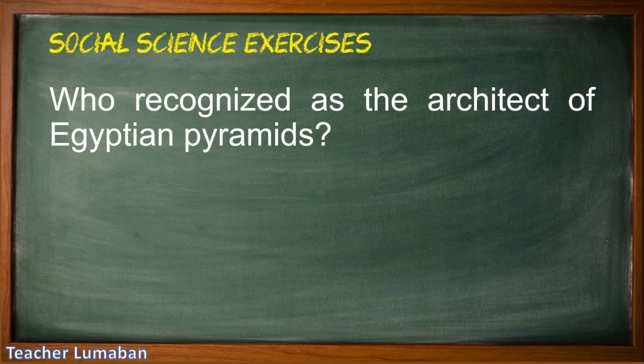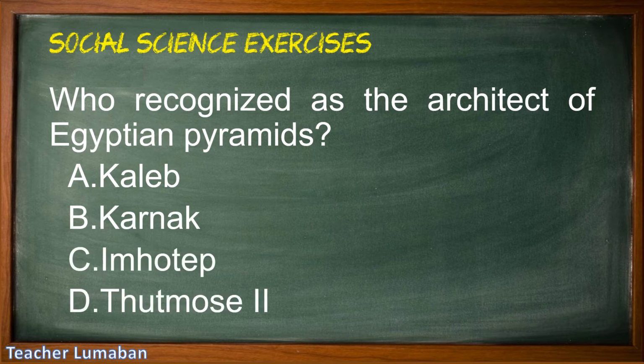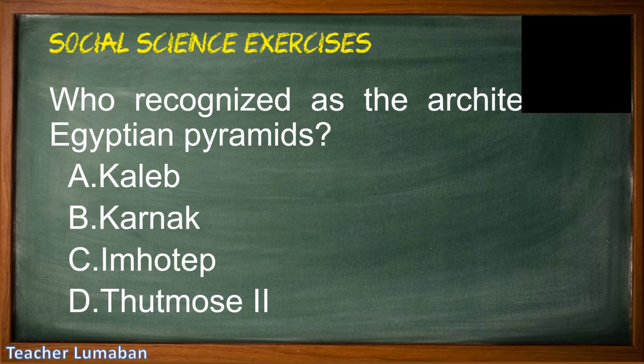Who is recognized as the architect of the Egyptian pyramids? Letter A, Caleb. Letter B, Karnak. Letter C, Imhotep. Letter D, Thutmose II. Please choose the suitable answer to the following choices in 5 seconds.